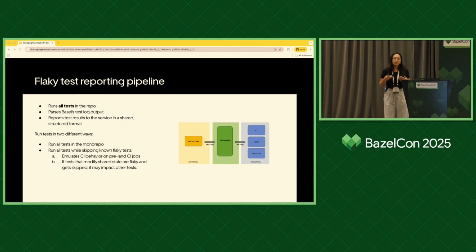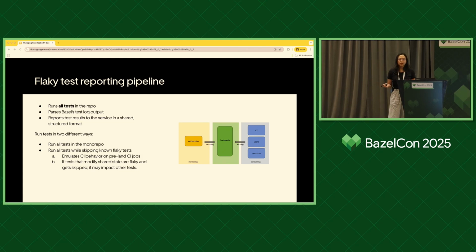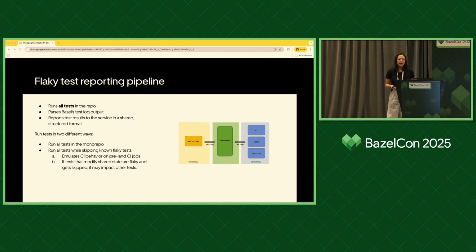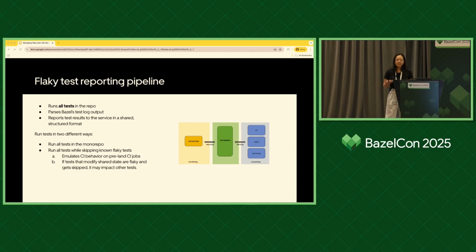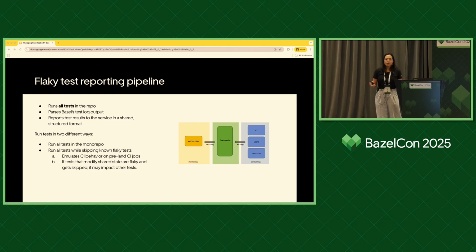Each repo, as mentioned, has a periodic CI reporting job. It runs all the tests in the repo, usually once every hour, and parses the Bazel test XML file, which is in JUnit format, and then reports all the tests in a shared structured format to the service. In the repository's CI flaky test reporting pipeline, we run all the tests with two different strategies. The first way, we run all the tests in the repo regardless of flakiness to get the state of all the tests in the repo.